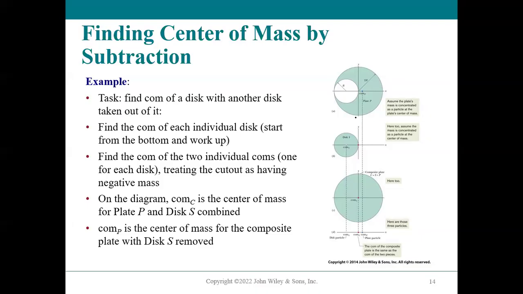Finding the center of mass by subtraction. For example, the task is to find the center of mass of a disk with another disk taken out, this one. Find the center of mass of the individual disks. On the diagram, center of mass C and center of mass P is the center of mass of the composite plate with the disk removed.